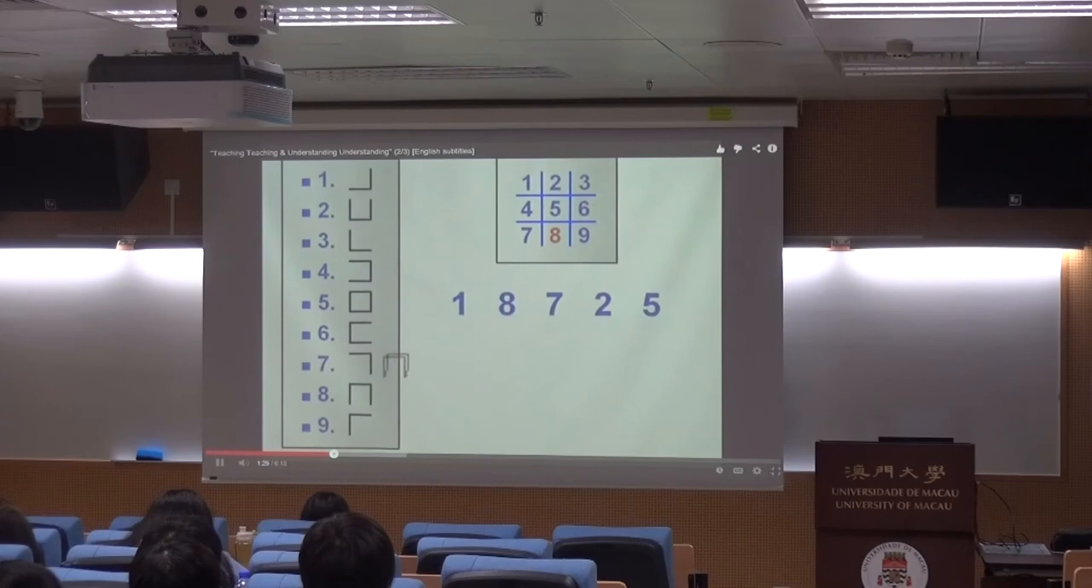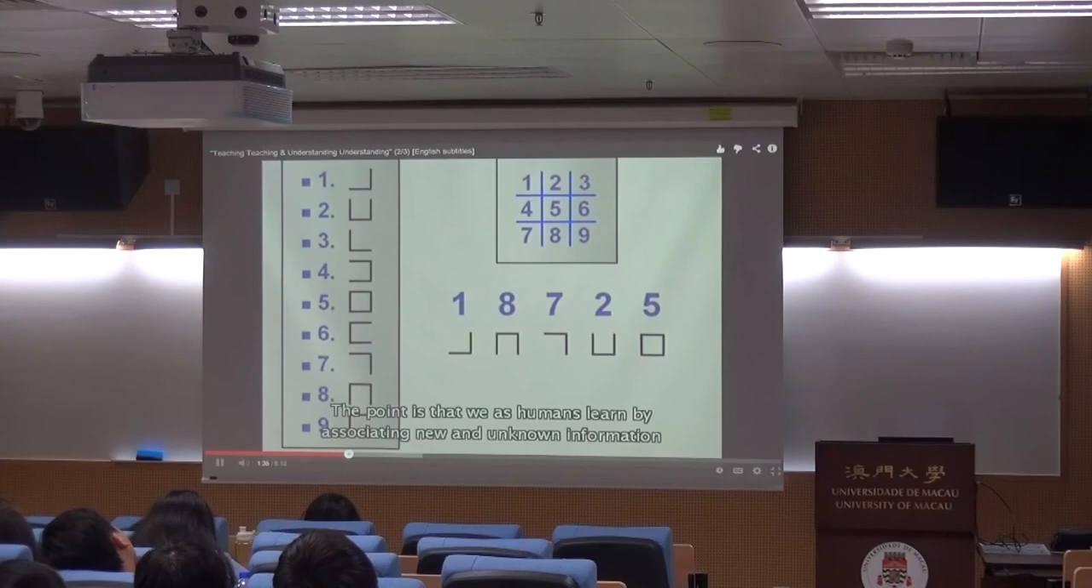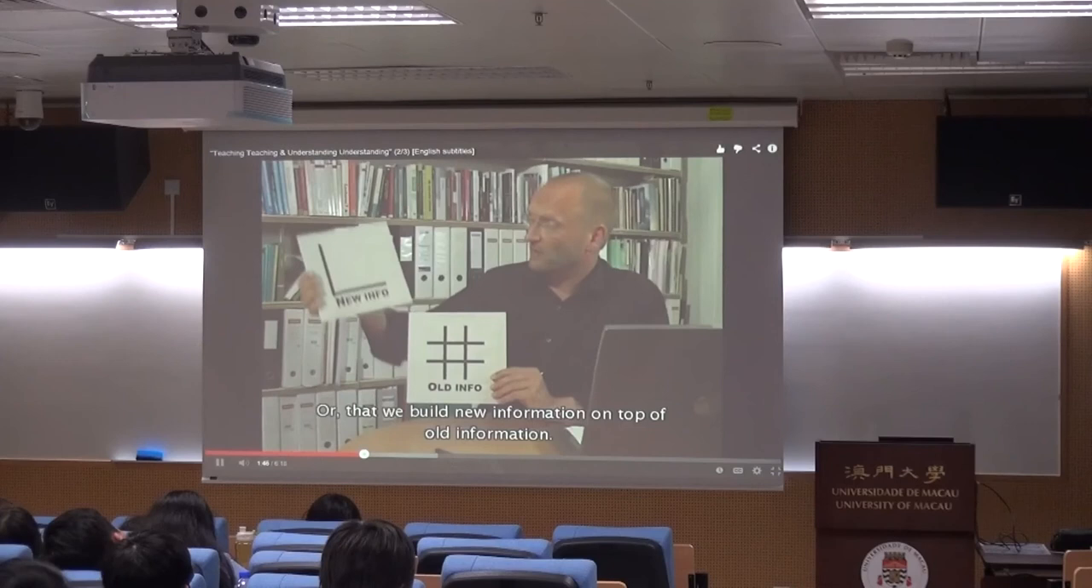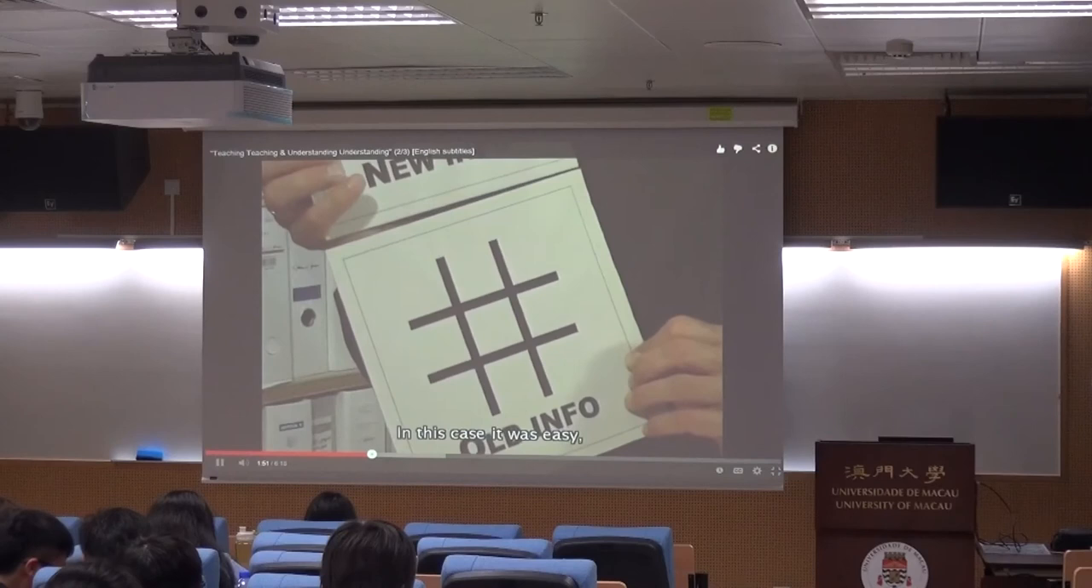Now you can probably write anything using this silly number system for the next 65 years. The point is that we as humans learn by associating new and unknown information with old and known information, or that we build new information on top of old information. In this case, it was easy.